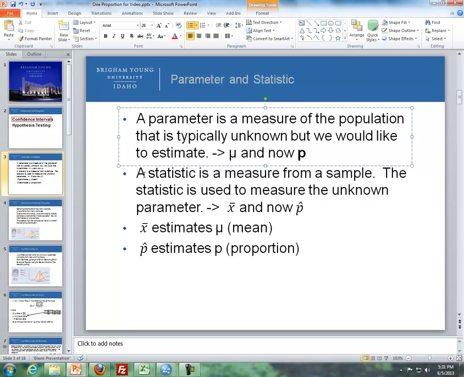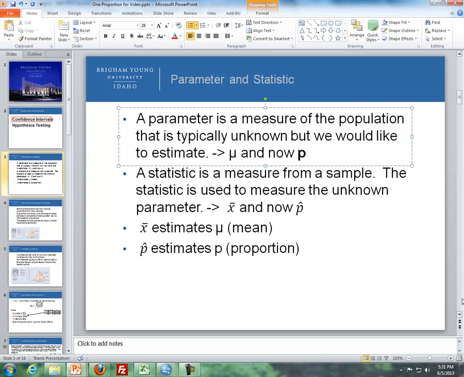A statistic is a measure from a sample. The statistic is used to estimate the unknown parameter. For instance, back in Unit 2 we have x bar, our sample mean, and now we have p hat, which is our sample proportion. So x bar, our sample mean, estimates mu, our population mean. And p hat, our sample proportion, is used to estimate p, our population proportion. Okay? So this unit will be focusing on how the sample proportion can estimate p.